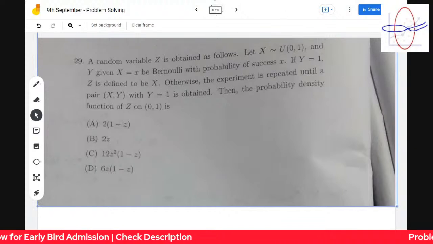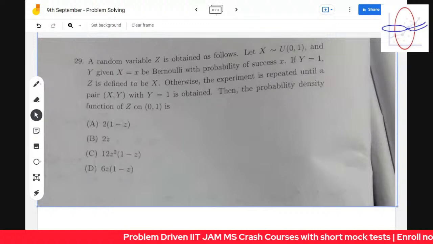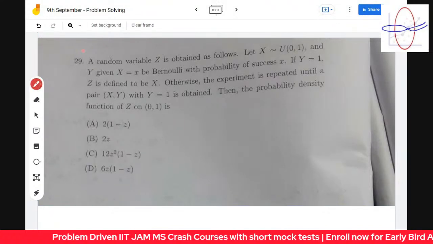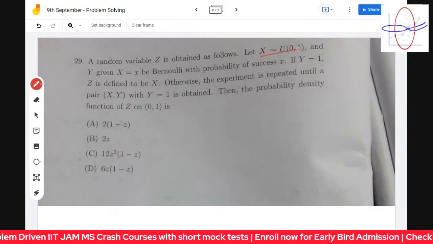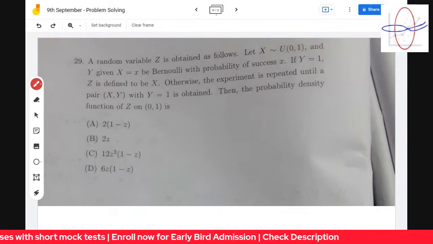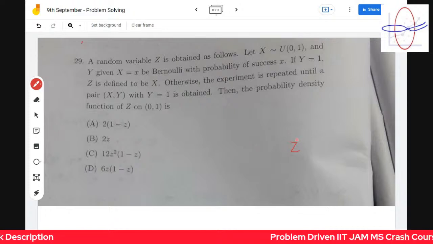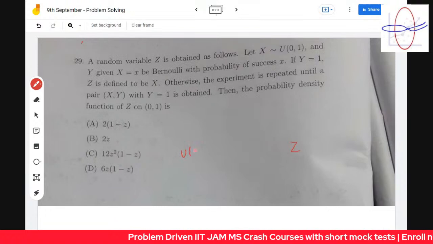For this, I'm assuming you have to know continuous joint random variables, which I haven't taught till now. It will be taught soon, but I will use the ideas because there's a conditional in it. Anyway, let's understand the problem. A random variable z is being formed. Whenever you're doing this problem, draw a tree diagram. A random variable z is formed and x follows uniform 0 1.